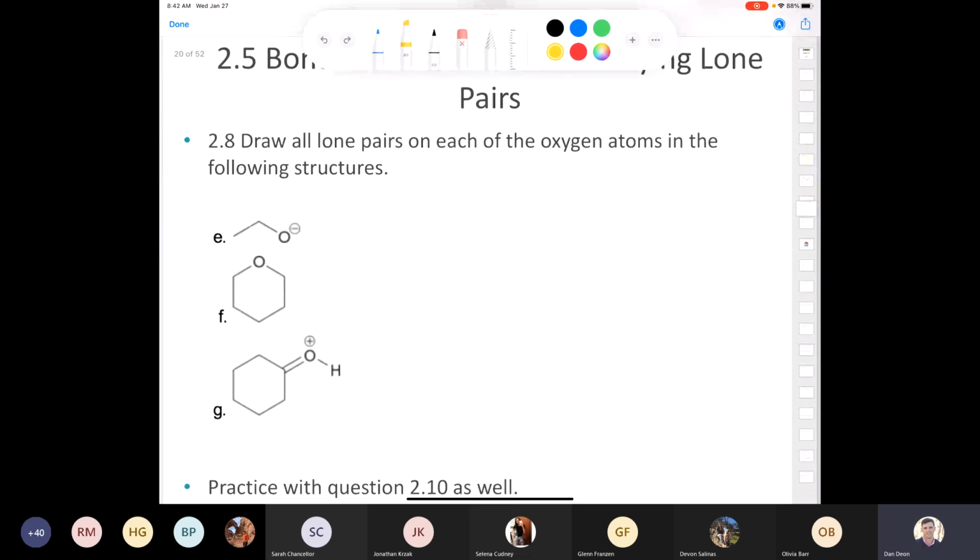This is question 2.8. Okay, at first it asks you to draw all the lone pairs on each oxygen in the following structures. Well, I'm going to redraw this one just so I have a little bit more room. Okay, so I draw this and I put my negative charge. I'm just redrawing it so I can draw in my lone pairs. Well, if the oxygen has a negative charge and it's got 1 bond, can anybody tell me how many lone pairs it must have? 3. Absolutely, right? It's got to have 3. 1 lone pair, 2 lone pairs, 3 lone pairs.